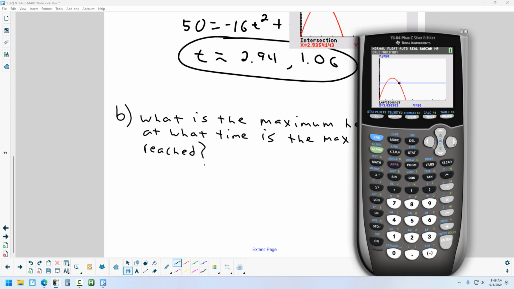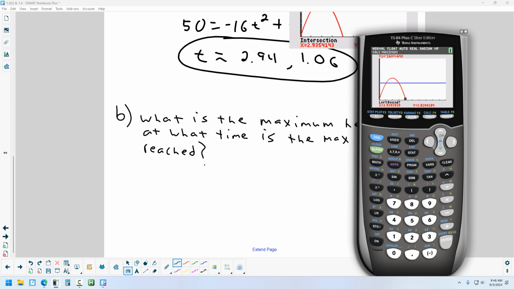Now, if I move my cursor left and right, notice which graph it's on right now. It's on the blue one. Am I trying to find how high the blue goes or the red? Yeah? The red. I'm on the wrong one. All I need to do is press the up or the down arrow, and it'll change from blue to red.